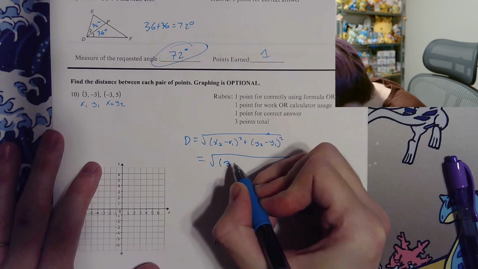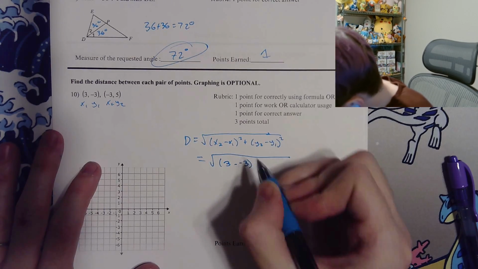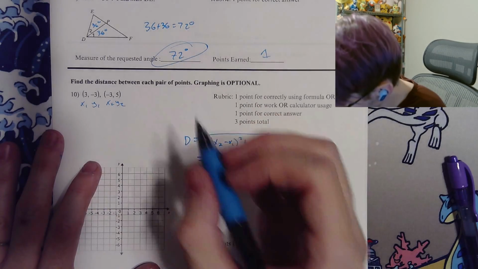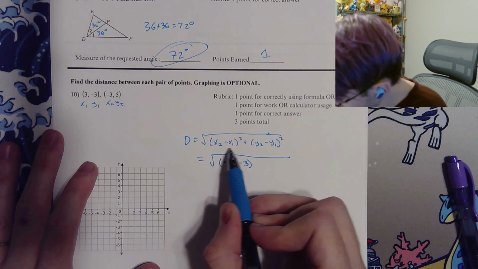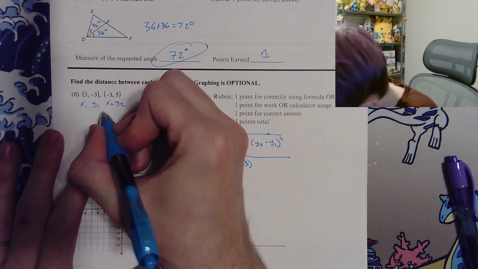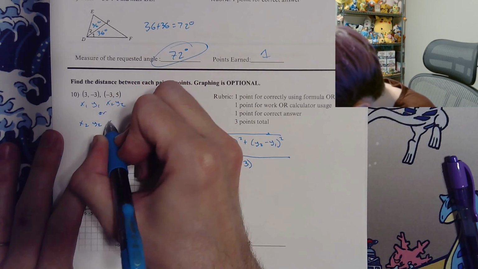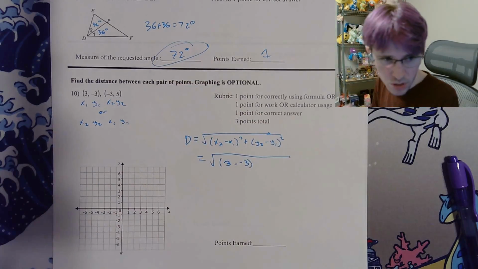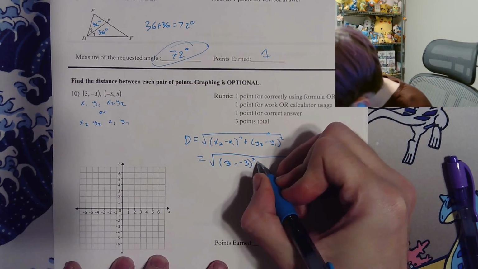So 3 minus -3. By the way, I actually wrote x1, x2 here, but I did it backwards there. It's okay to do that. If you make that a 1 and that a 2, life still goes on. You could have done it the other way around, x2, y2, x1, y1, and you get the same result. So that's what I did here. It's okay. All is well.